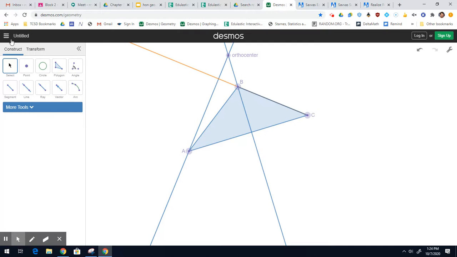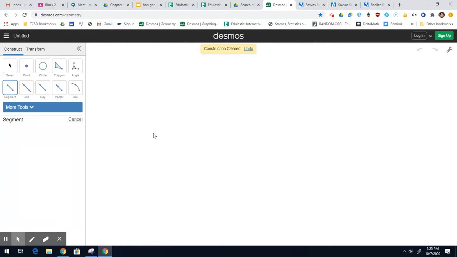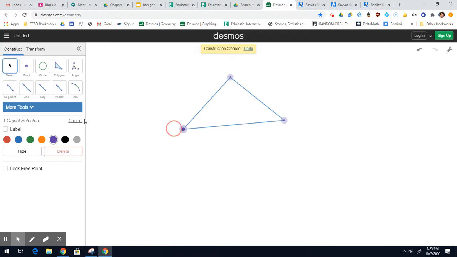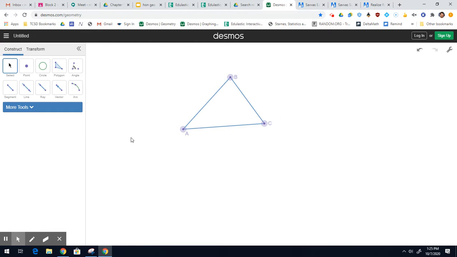Okay, so let's start with some generic triangle. Call it ABC. Let's start with the centroid first. So the centroid is the medians, right? So I need two midpoints, here and here. And now the median goes from the vertex to the opposite midpoint. So C to this, A to there. There is the centroid. So we'll put a point there, and we'll call that the centroid.